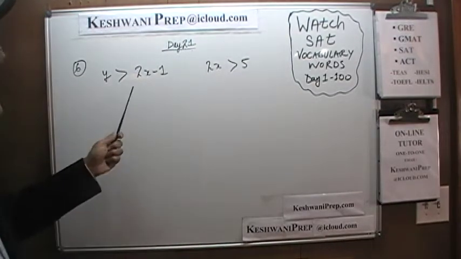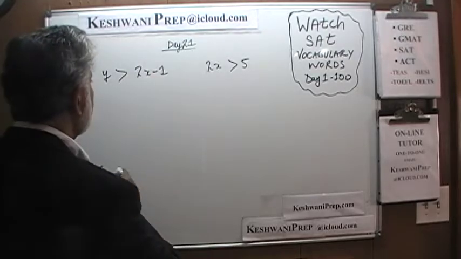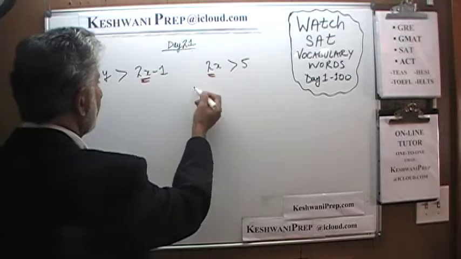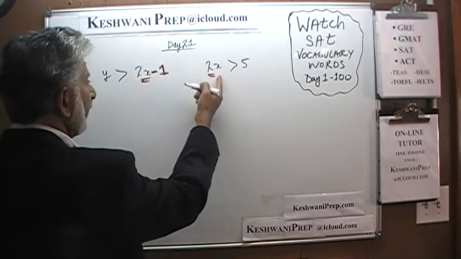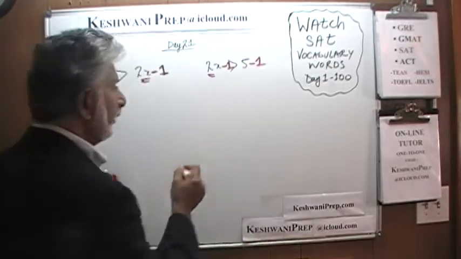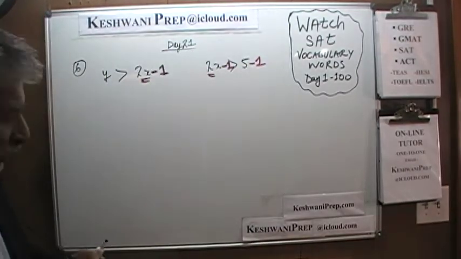Well, first thing we notice is that here we have a minus 1. The 2x is the same. Here we have 2x, here we have 2x, but here we have minus 1, but here we do not. Why don't we subtract 1 from here? So now we have the same thing on both sides.